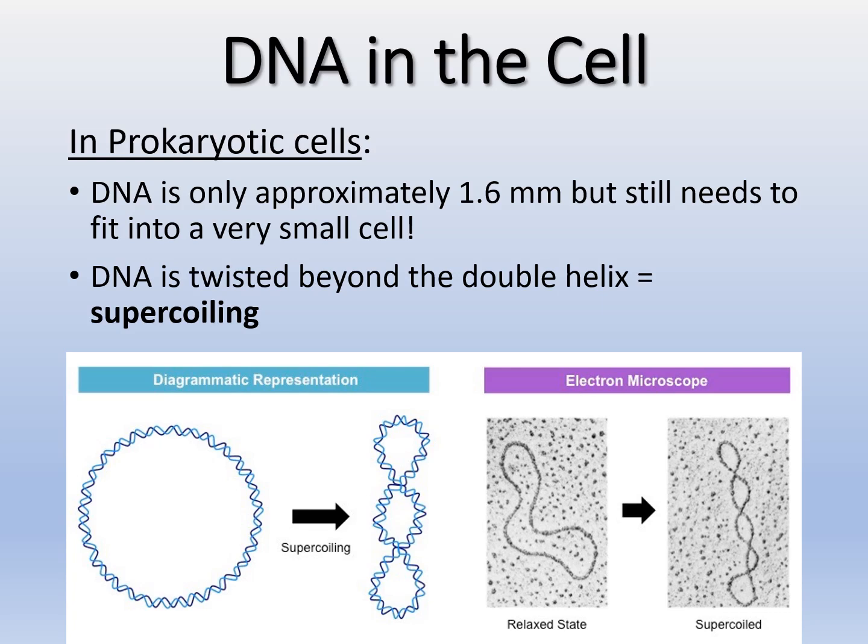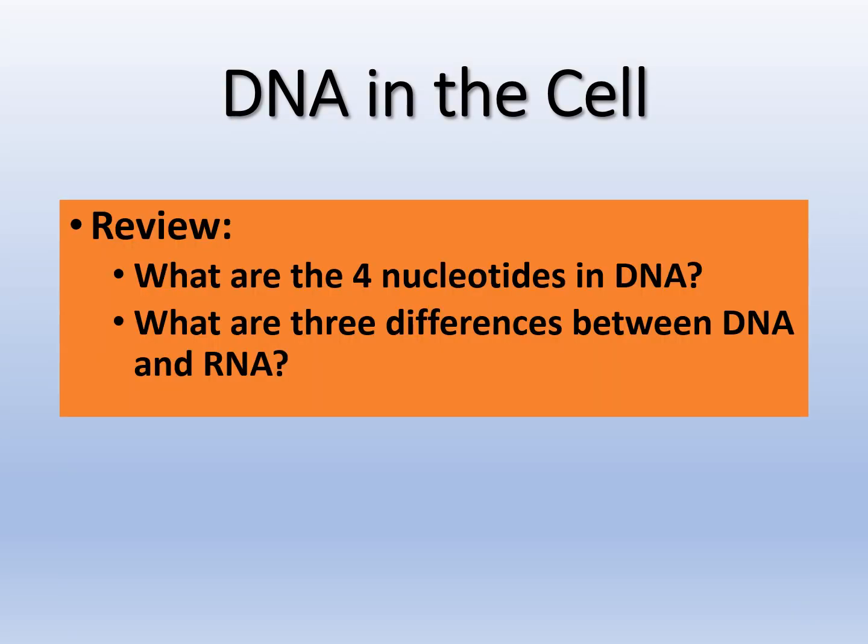I don't know if you've ever taken a string and twisted it, and then you can see how it coils. That's essentially what's happening to the DNA. And there's a picture representation as well as an electron microscope picture. And so then the cell is able to package it a little smaller into the cell. Okay.